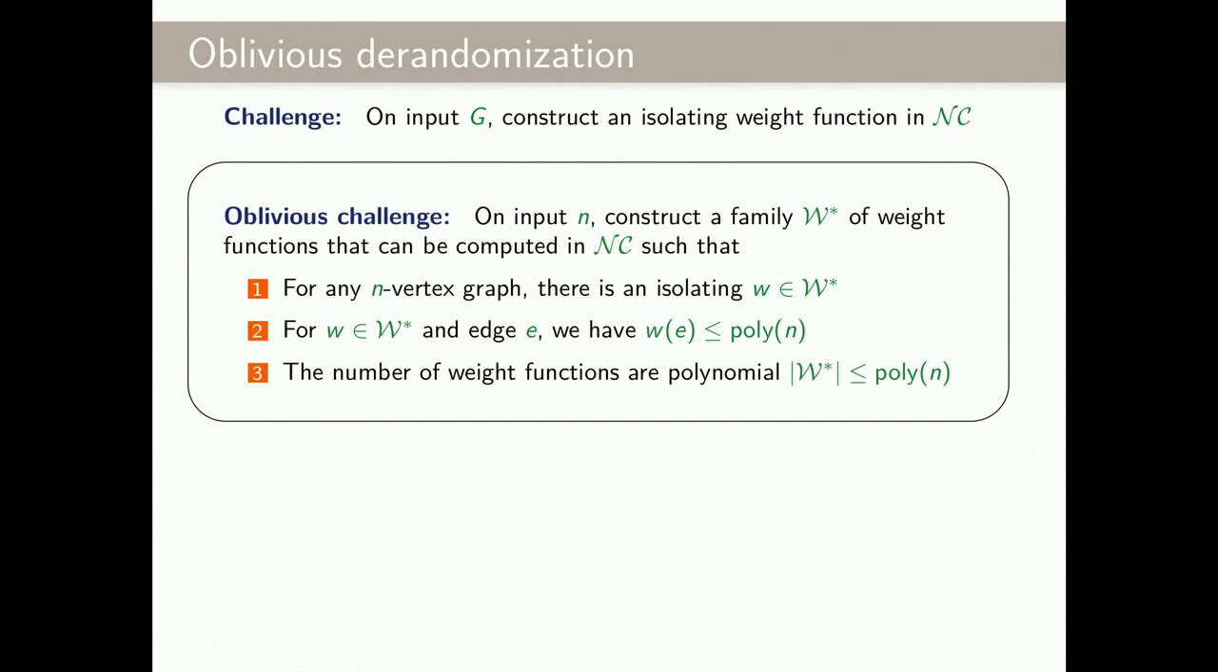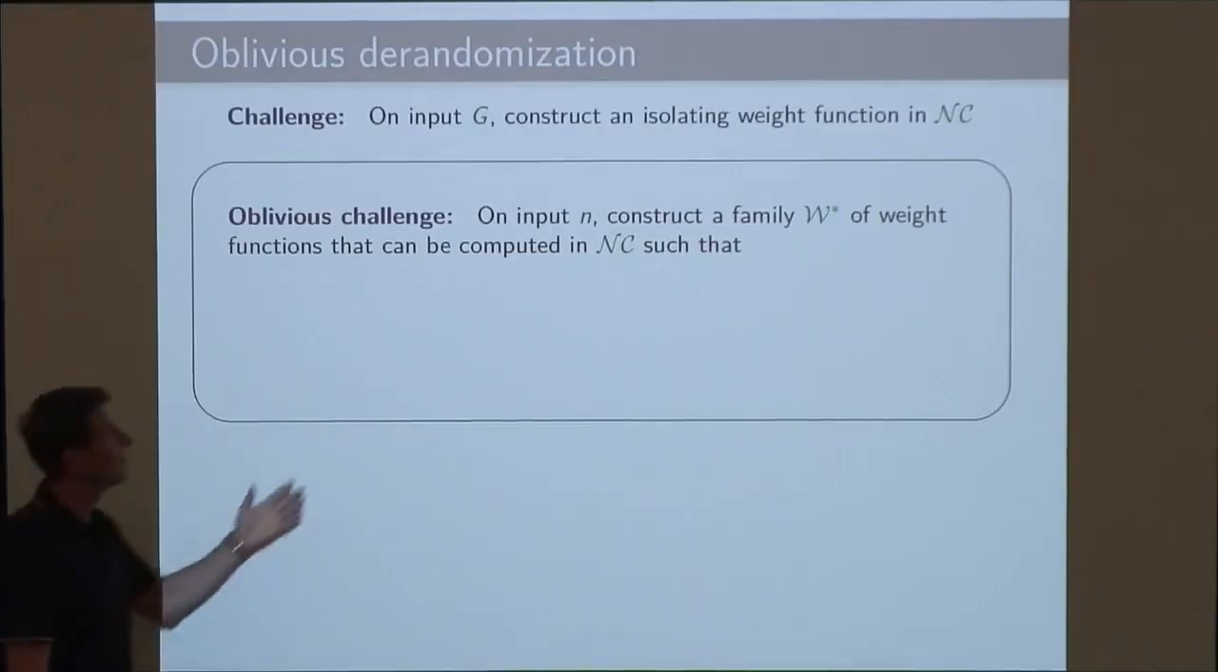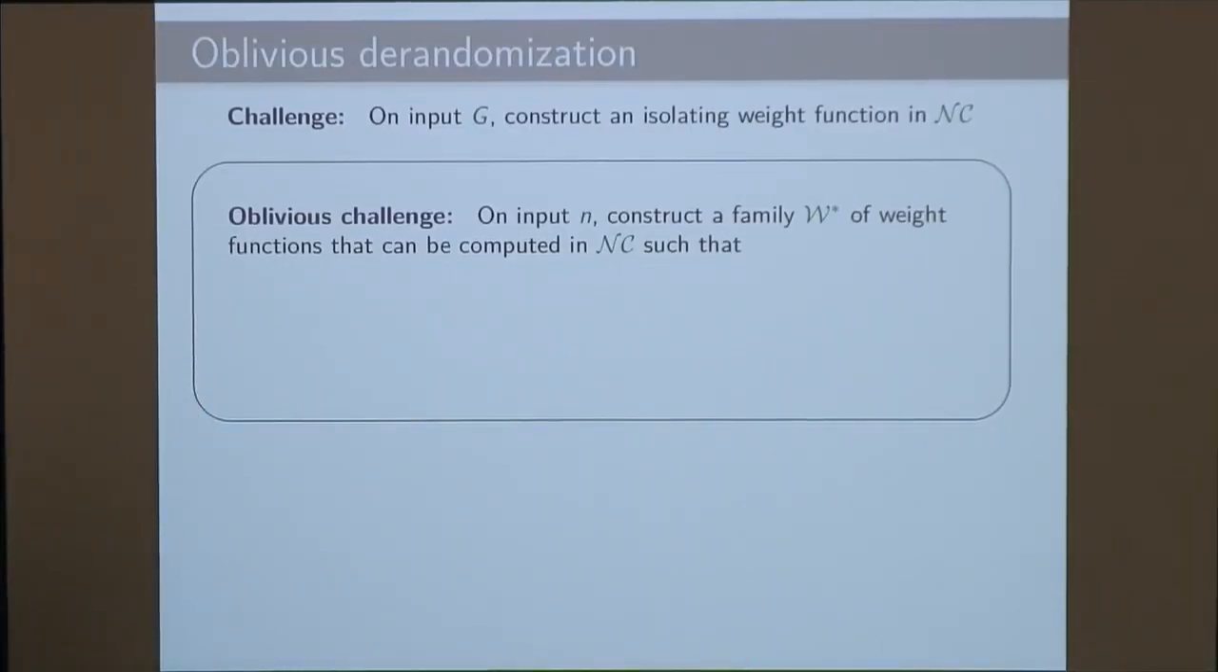Okay. So we will do a slightly harder challenge, which is maybe a nicer question. In this challenge, I don't even give you the graph. I give you the size of the graph, so the n, the number of vertices. And now you are faced with the problem of constructing a family of weight functions, W star, that can be computed in parallel, so that for each graph, one of these weight functions is isolating. And I want the weights of the edges to be polynomially bounded. Remember, because I replaced the entries in the matrix by 2 to the power of weight, I need this to be polynomially bounded. And now I want the number of weight functions in my family to be polynomial.